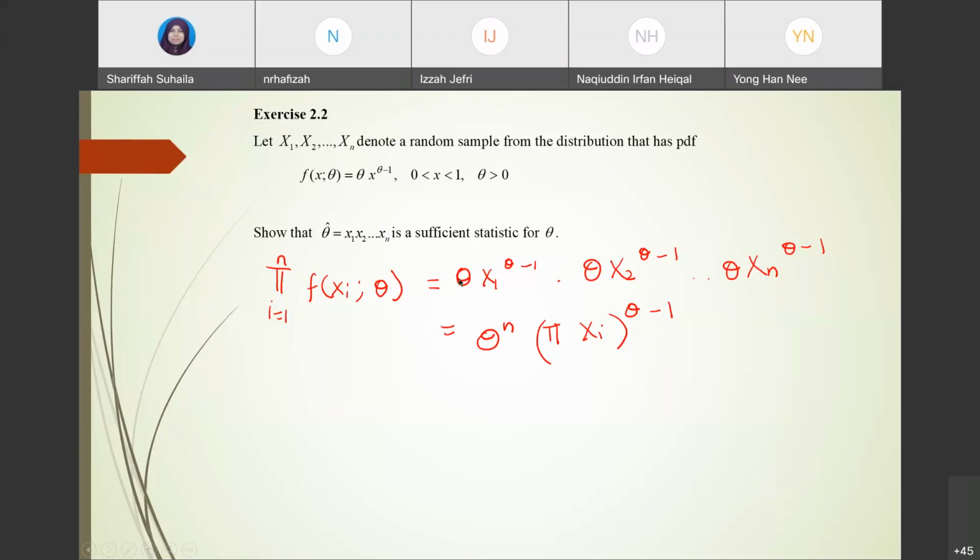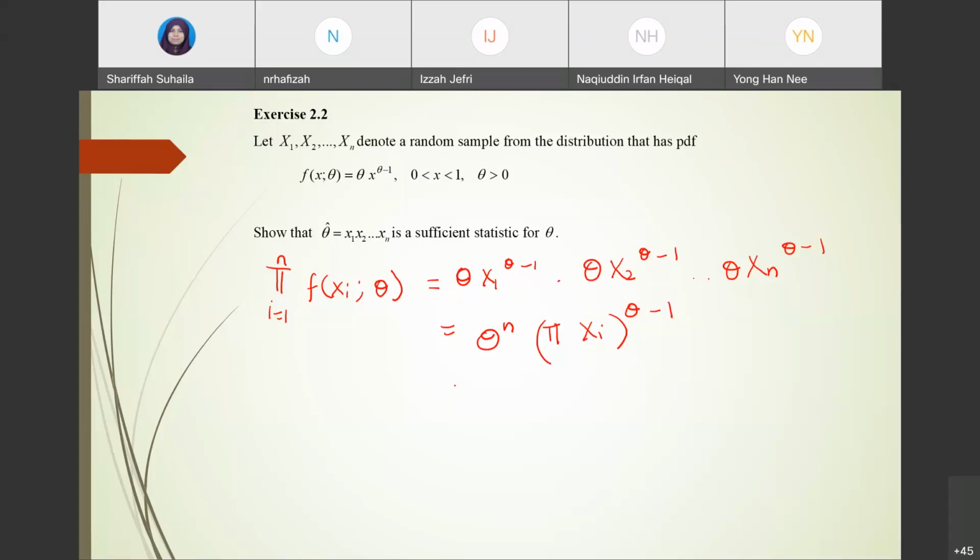Okay, you simplify, we have already obtained the joint PDF, so theta to the power n, not n theta, theta to the power n. Then x1 to the power theta minus 1, x2 to the power theta minus 1. So you will have product xi to the power theta minus 1. Now we want to split into two parts. The first part depends on theta. The other part does not depend upon theta. But there must be x together with theta.